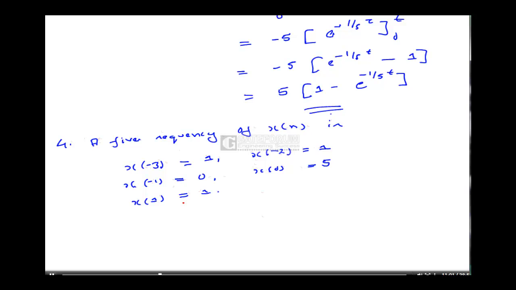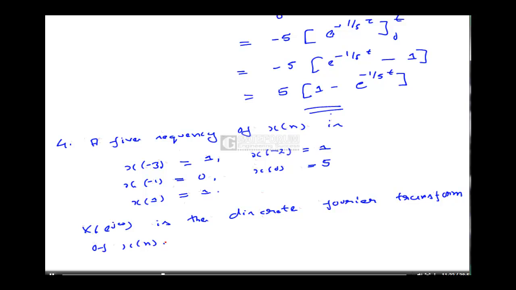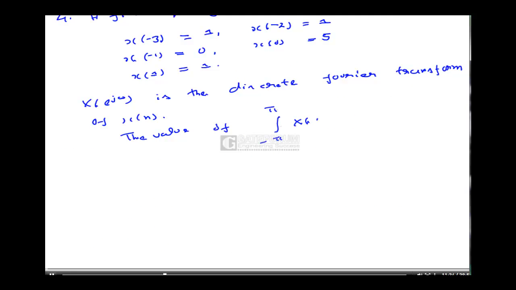Now for the sequence x[n], assume that X of e to the power j omega is the discrete time Fourier transform of x[n]. Then the question is, find the value of the integral from minus pi to pi of X of e to the power j omega d omega. See, very simple solution.